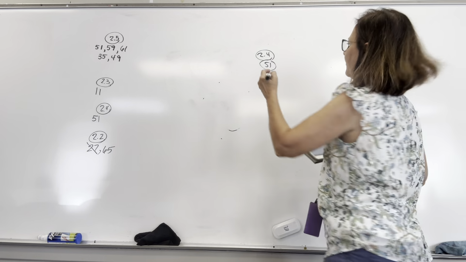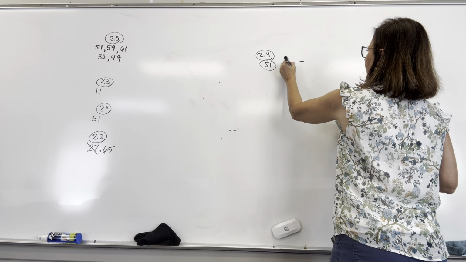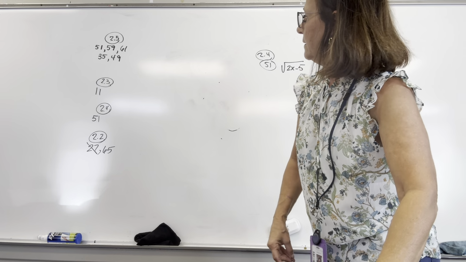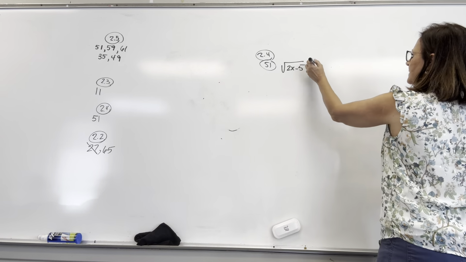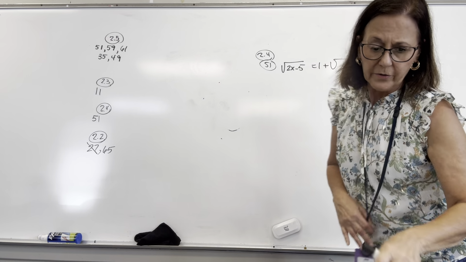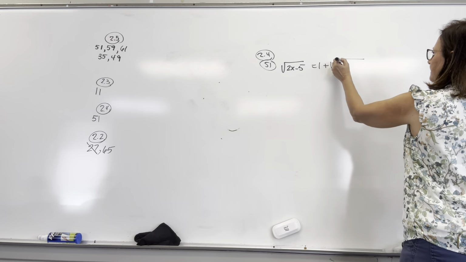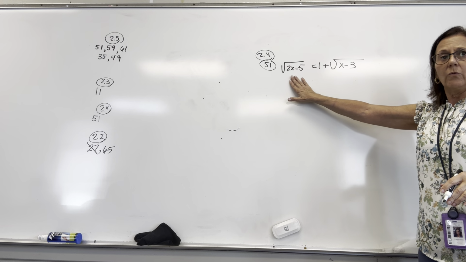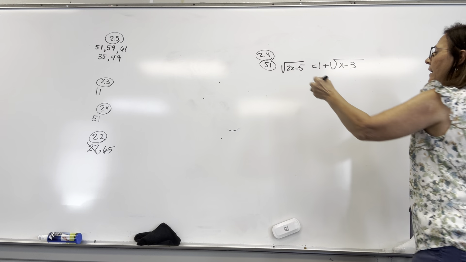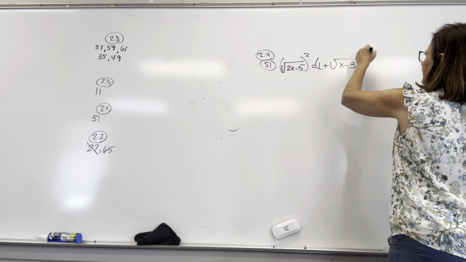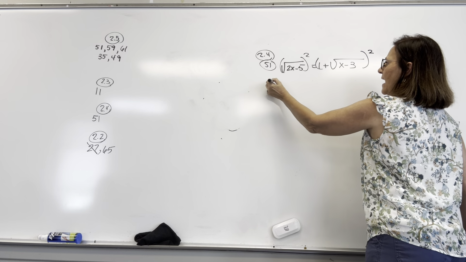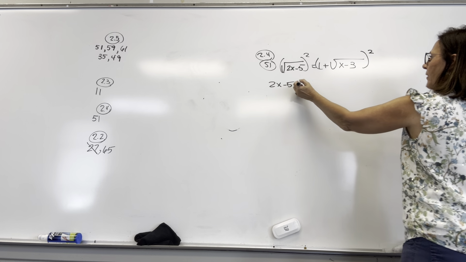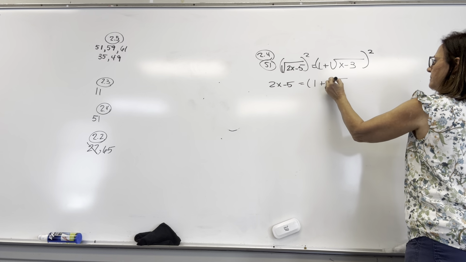Square root of 2x minus 5 equals 1 plus square root of x minus 3. Okay, I like this format. We have isolated one radical. Everything else is on the other side. I'm going to square both sides. So on the left, I'm left with 2x minus 5, because the square root of something squared is just what's under the radical. But on the right-hand side, I have to FOIL.